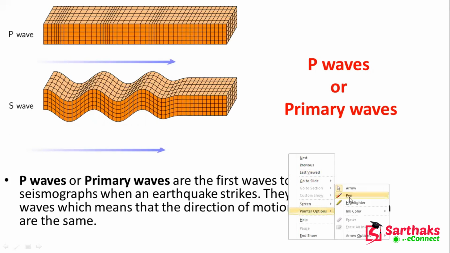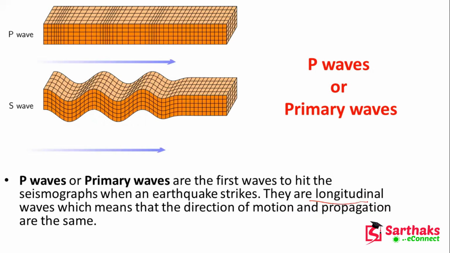Being longitudinal means that the wave propagates along the direction of the motion. This is the direction of motion, and with the direction of motion it is also propagating. In the S wave, it is propagating perpendicularly. P waves are longitudinal waves, and S waves are perpendicular.